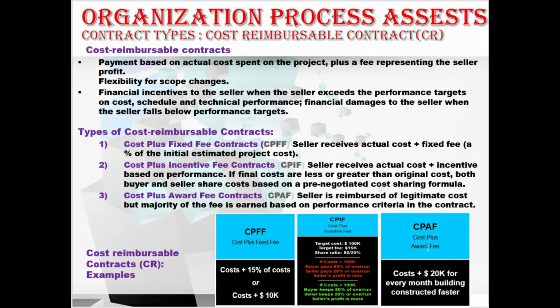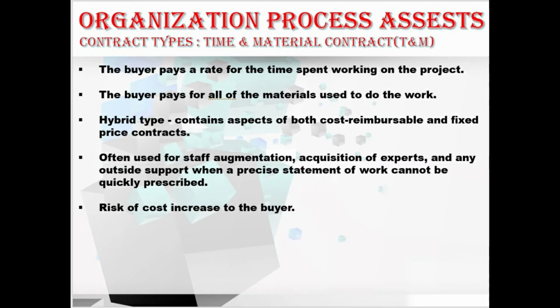Let's move to the next contract type, that is T&M, time and material contract. In this, the buyer pays a rate for the time spent working on the project, and also the buyer pays for all the materials used to do the work. Okay, and also we have one hybrid type which contains aspects of both the cost reimbursable and the fixed price contracts. As I explained previously, it's often used for staff augmentation, acquisition of experts, and any outside support when a precise statement of work cannot be quickly prescribed. And also, in this contract type, there is a risk of cost increases to the buyer.